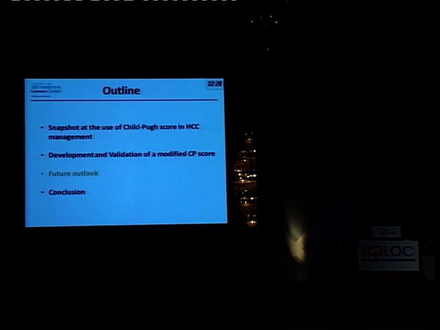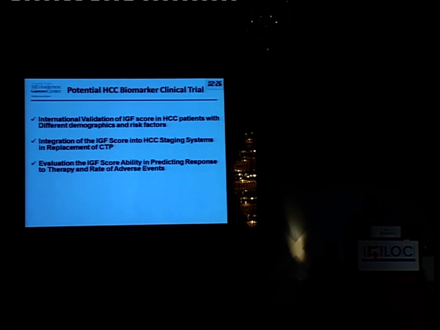So what is the future outlook? Number one, we really need international validation. Yes, this score was developed and validated in 2 independent cohorts, 1 retrospective, 1 prospective, but we really need to have international validation of this score based on different demographics and risk factors. We need to start looking into integrating the IGF score into HCC staging systems to replace the Child-Pugh classification. Also to evaluate the ability of the IGF score in predicting response to therapy.